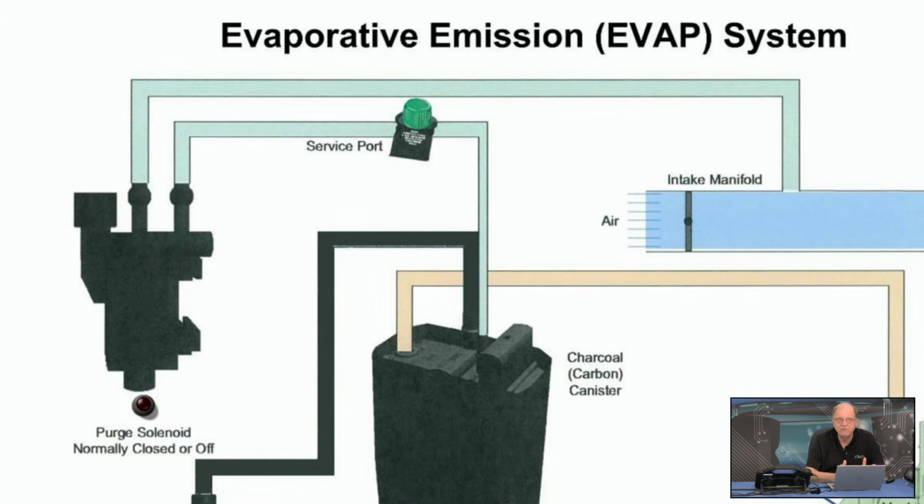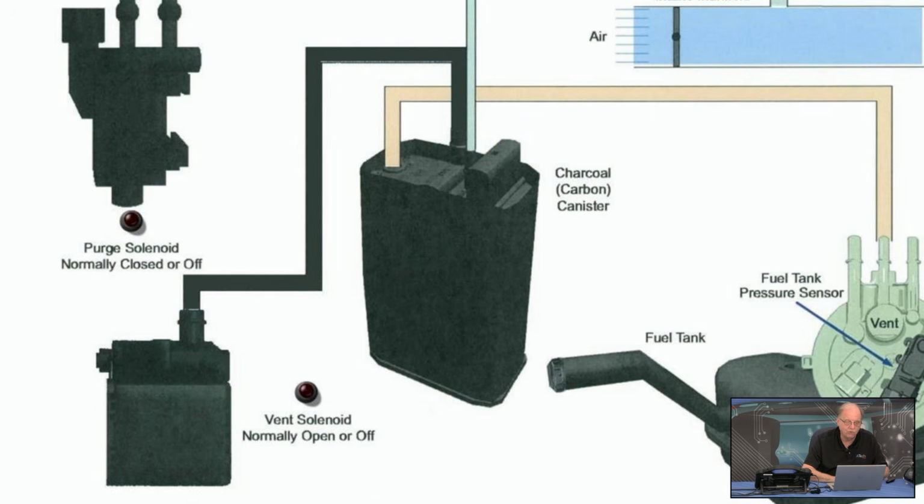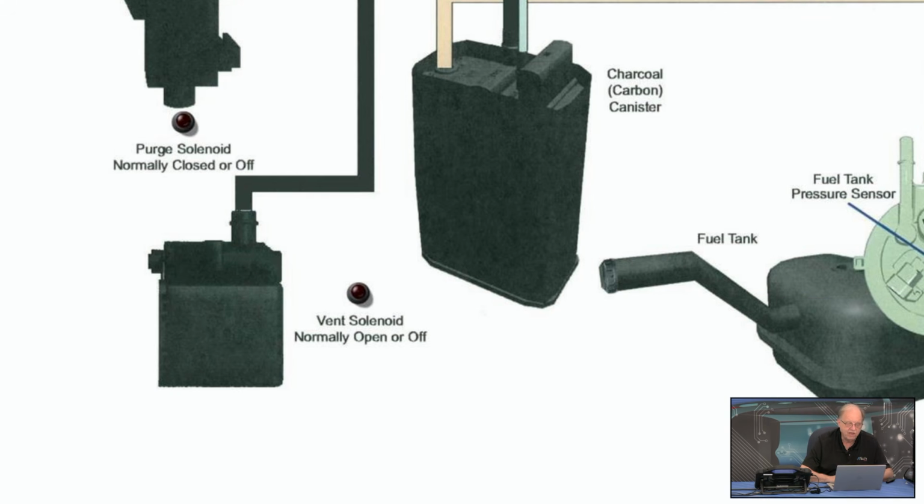We might not have a service port, and if you notice, it's hooked into one of the lines that goes to the purge solenoid itself. If you go down below there, there's my charcoal, activated charcoal in the carbon canister. If I go to my vent solenoid down at the bottom, that's my canister vent solenoid. It is normally open, and it is off. So the front one is normally closed, the back one is normally open. So keep that in mind.